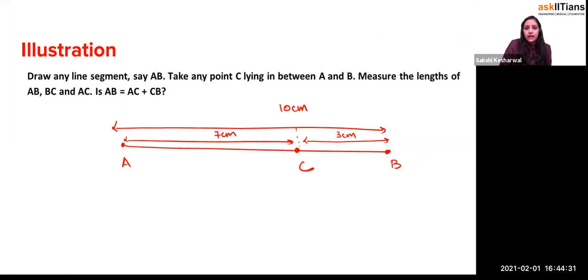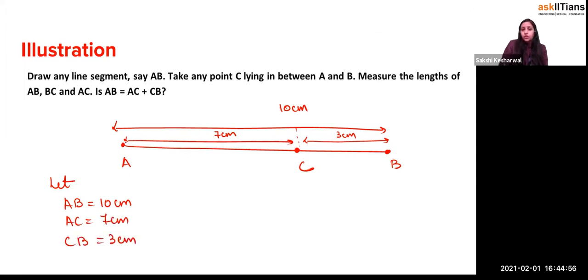So can I say that take any point and measure the length? I took AB equal to, let's say, as an assumption. That's why I'm writing 'let'. You can take 12 centimeters, 8 centimeters, 9 centimeters. The choice is yours, right? So for my convenience, I took 10 centimeters. And then I placed AC equal to how much, beta? 7 centimeters.